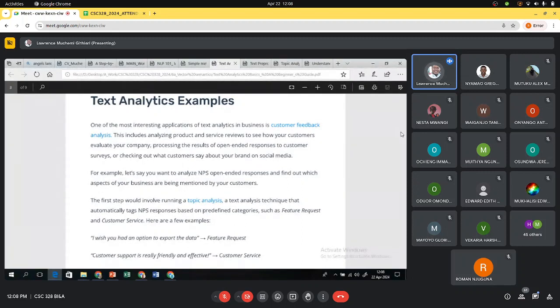So here they are saying that one of the most interesting applications of text analytics in business is customer feedback analysis. And this includes analyzing product and service reviews to see how your customers evaluate your company, processing the results of open-ended responses to customer surveys, or checking out what customers say about your brand on social media. Like the example they're showing here, they're showing you analyzing product and service reviews.